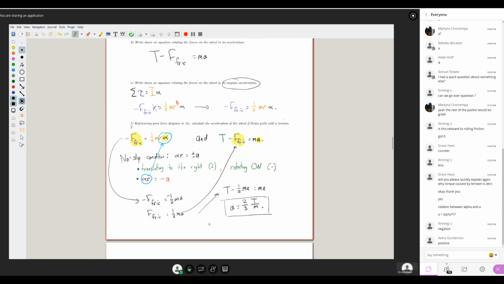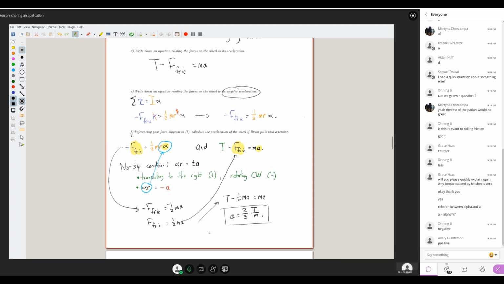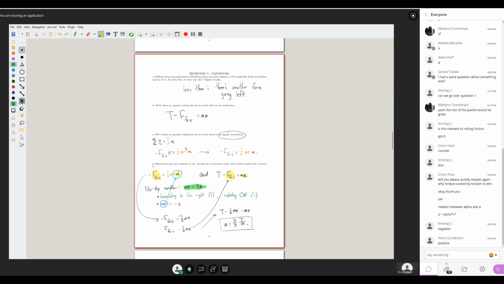Any questions about how we did that? So the steps were: I know this object both rotates and translates, so let me write down F equals ma to understand its translational motion, and torque equals I alpha to understand its rotational motion. Then I observe that it rolls without slipping, and since it rolls without slipping, I have a condition that relates angular and linear acceleration. So does that clarify this problem for everybody? Lisa, you were the one who asked to do it. Does that answer your question here?